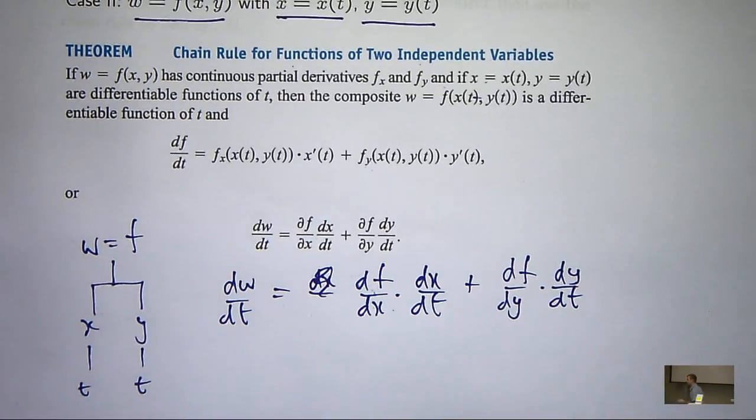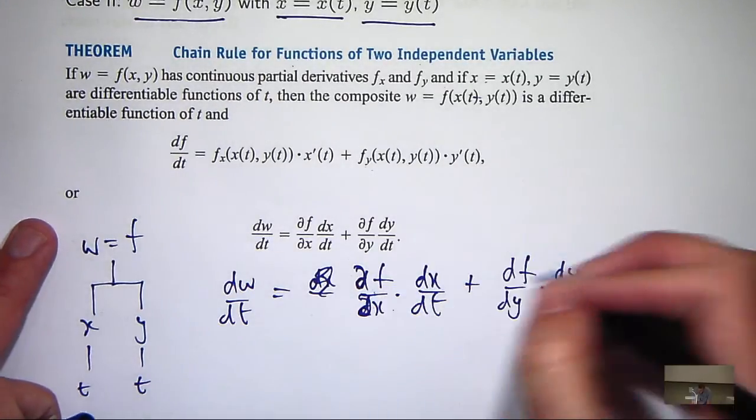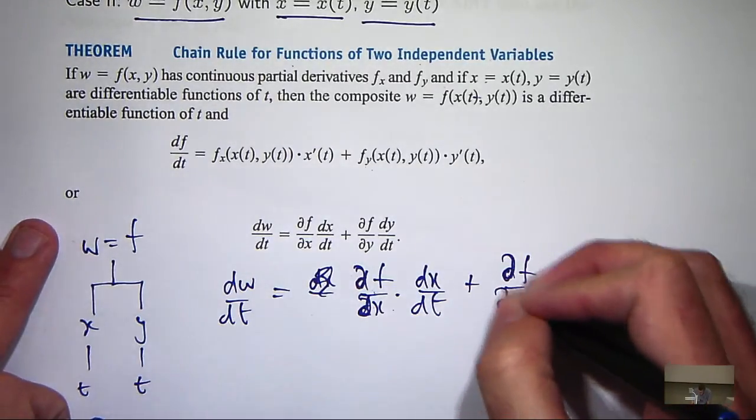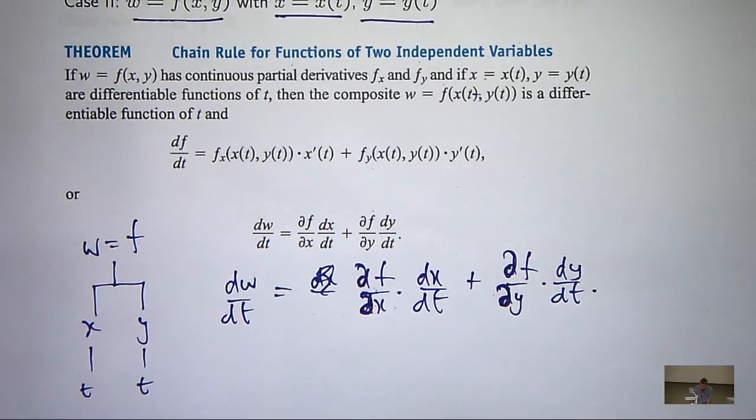Now, what's wrong with the way I've written the chain rule down there? What's wrong with this line? It should be partials there and there. Okay? Okay, so let's do an example involving that version of the chain rule.